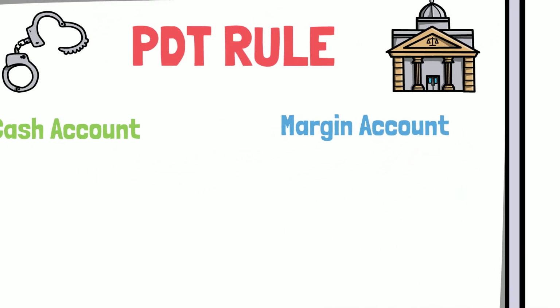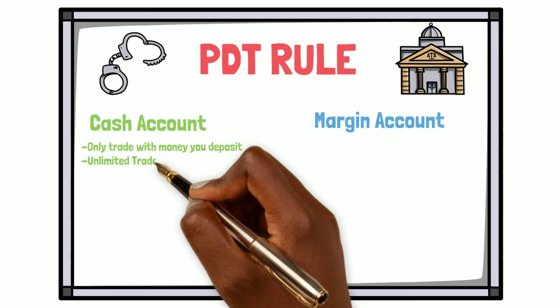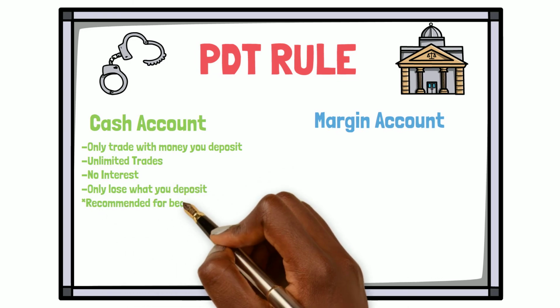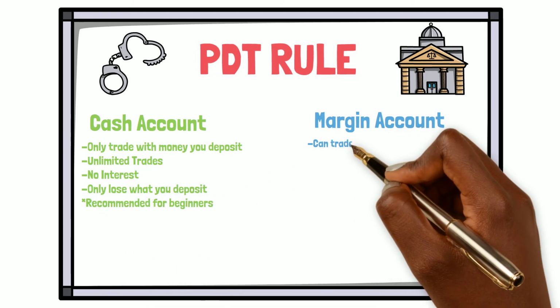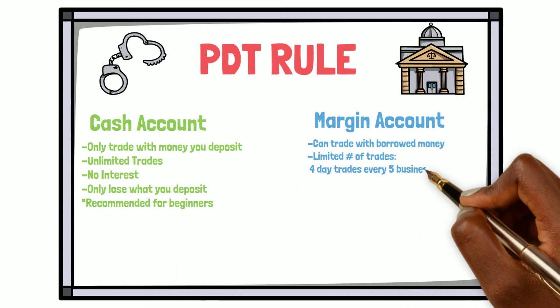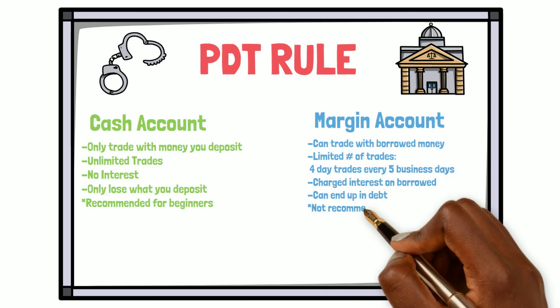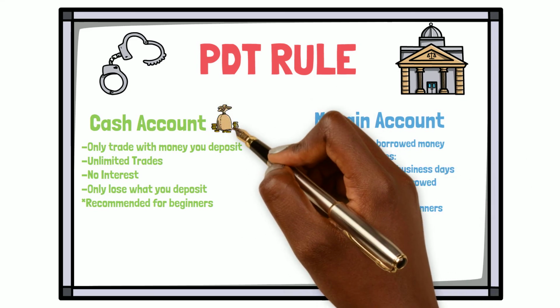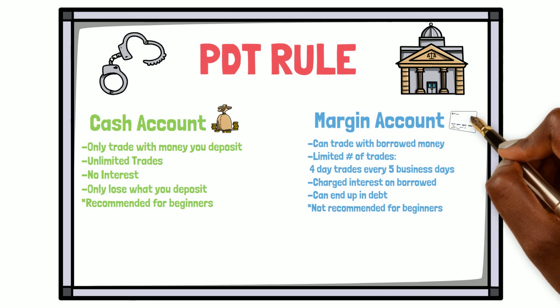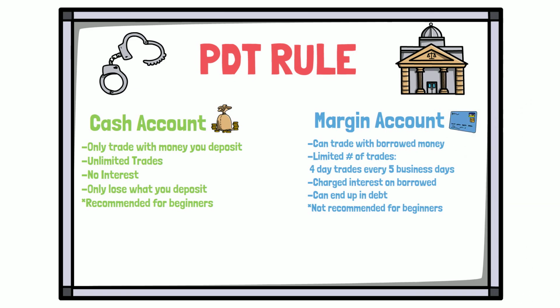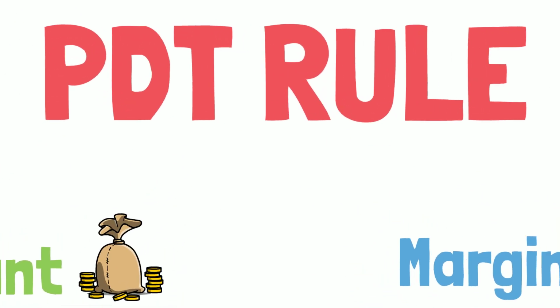If you choose a cash account, you'll only be able to trade with the amount of money you deposit into your account. If you choose a margin account, you'll be able to borrow money and pay it back later, which is riskier. Think of a cash account as a debit card and a margin account like a credit card with no reward points. As a beginner, it's not advised to use a margin account because you can end up in debt. Trade with the money that you have instead of borrowed money. Knowing this is important because the PDT rule applies to only margin accounts.